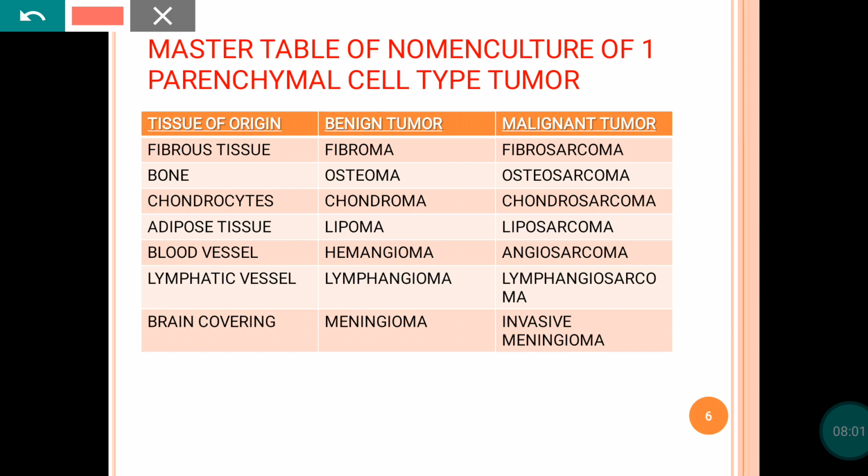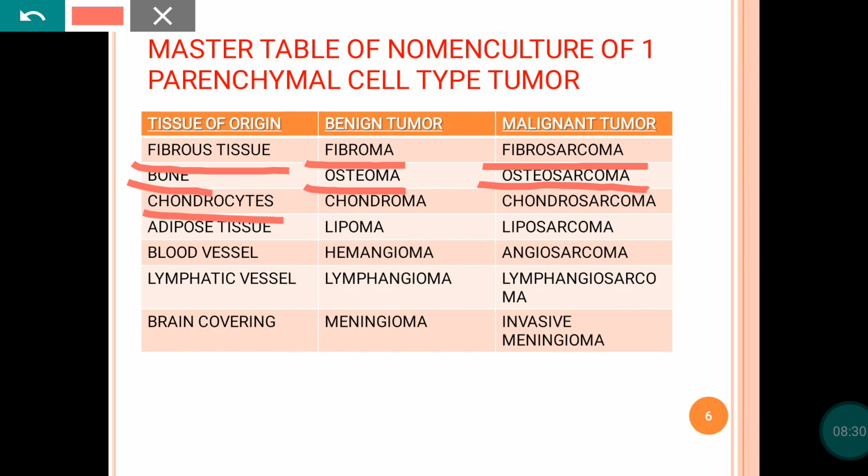First, fibrous tissue. The benign tumor of fibrous tissue is obviously, for the benign tumor you have to add the suffix oma. So it is known by the name fibroma. It is a mesenchymal tissue. So the malignant tumor is known by the name fibrosarcoma. The tumor arising from the bone is known by the name osteoma for the benign tumor, while the malignant one is given the name osteosarcoma.